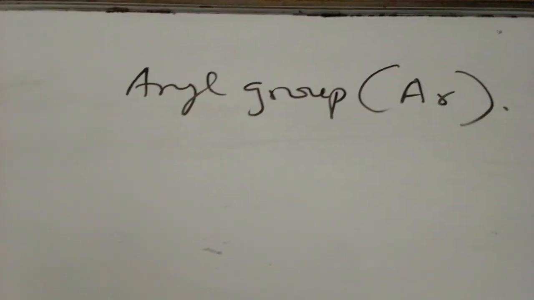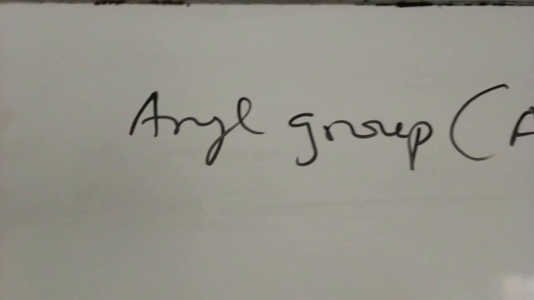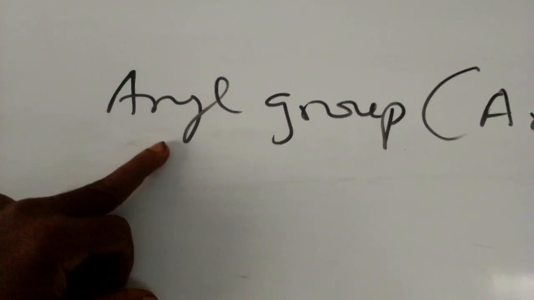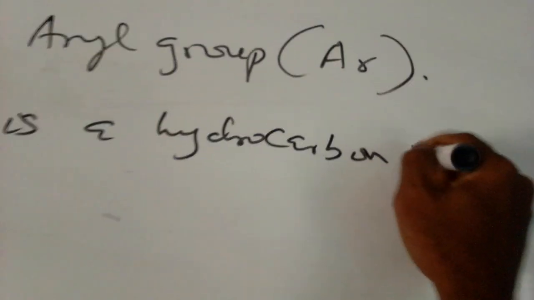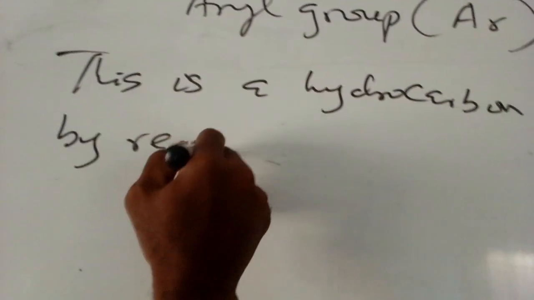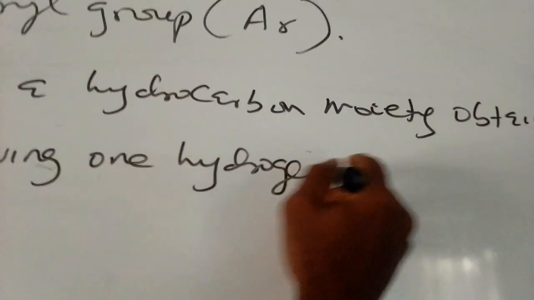Hydrocarbon moiety, we're done with the alkyl group, we're done with the phenyl group, we're now looking at the aryl group. The word aryl is derived from aromatic group. So you can say this is a hydrocarbon moiety or fragment obtained by removing or abstracting one hydrogen atom from an aromatic compound.